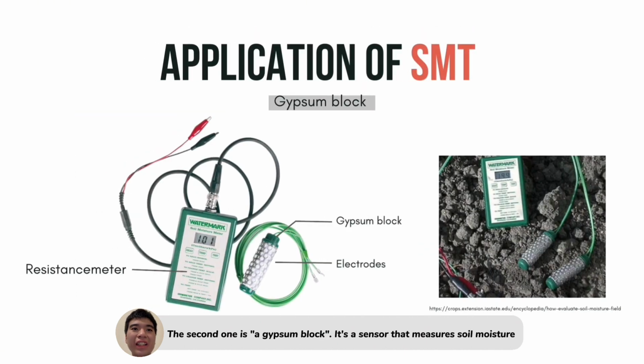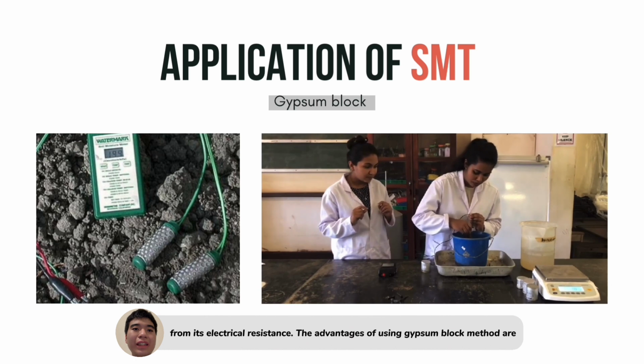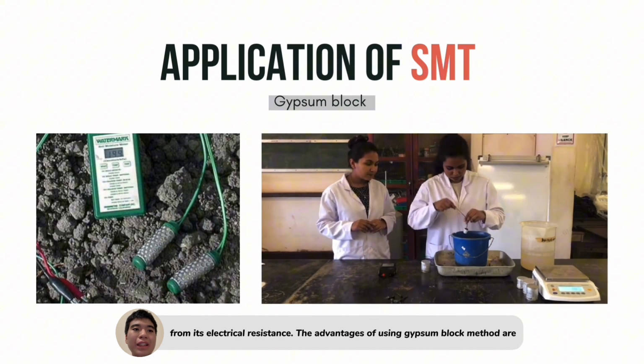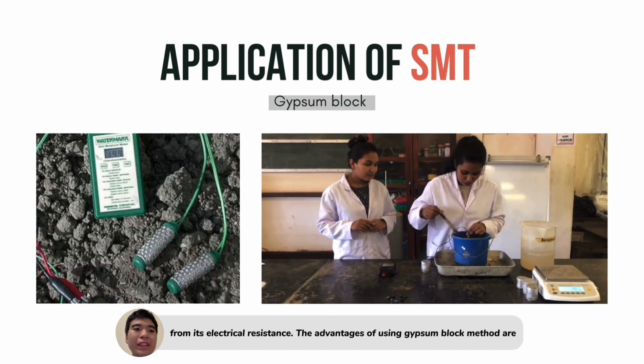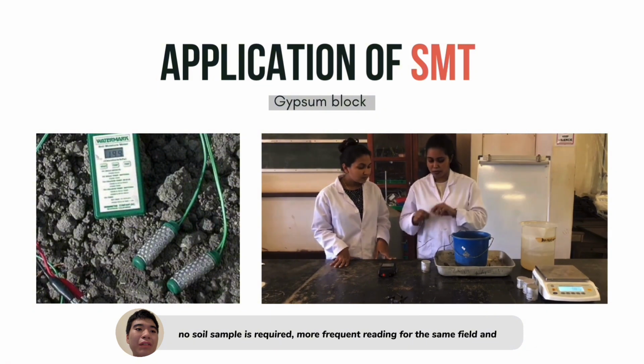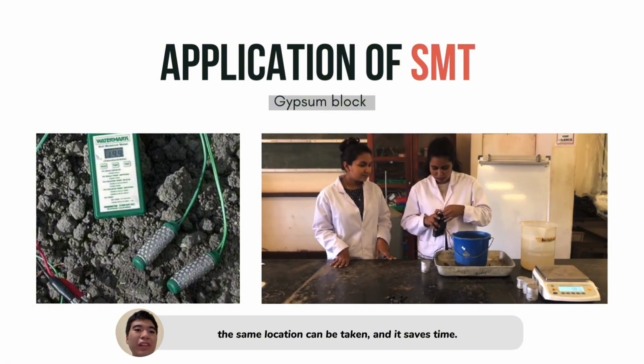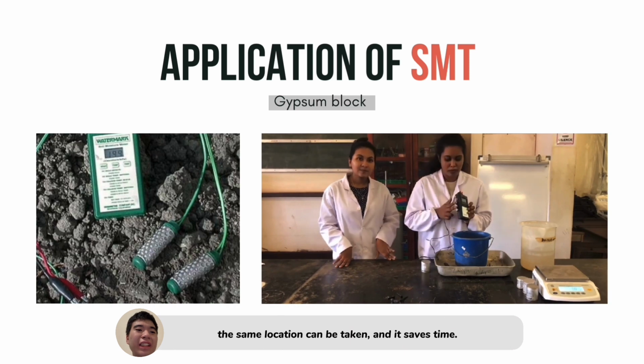The second one is a gypsum block. It is a sensor that measures soil moisture from its electrical resistance. The advantages of using the gypsum block method are that no soil sample is required, more frequent readings for the same field and the same location can be taken, and it saves time.